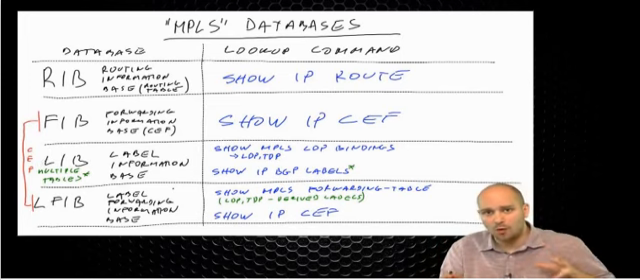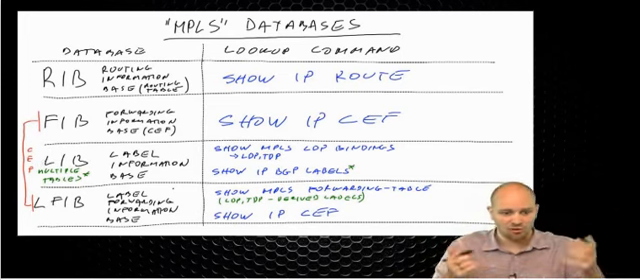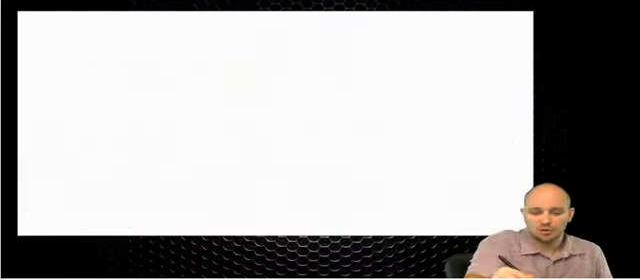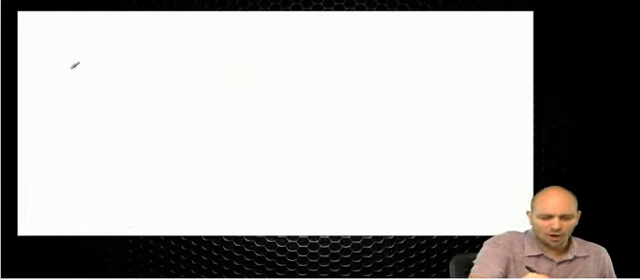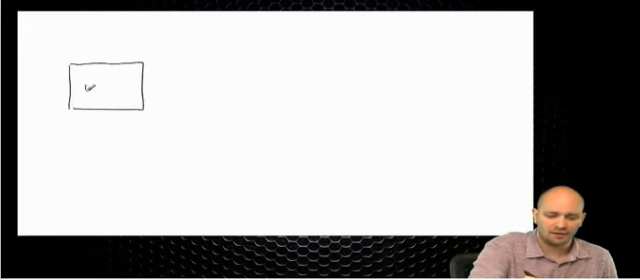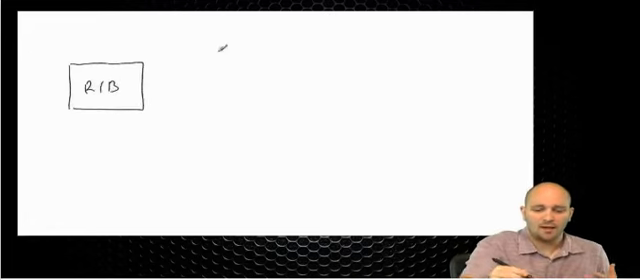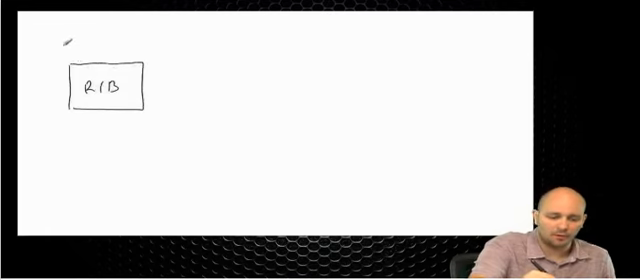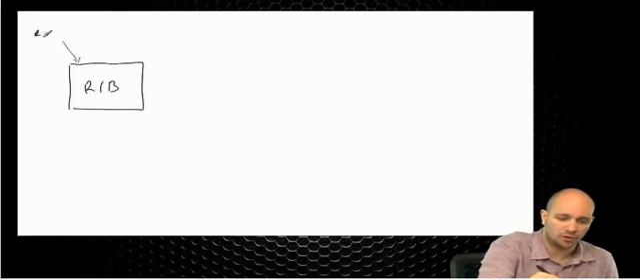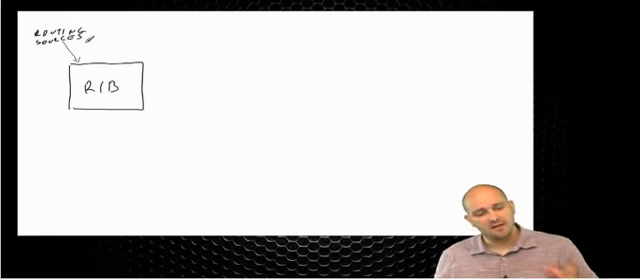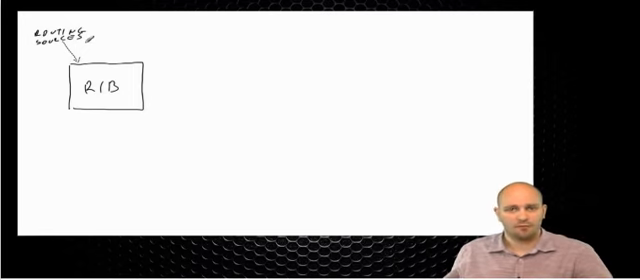So let's see how these different tables actually interact with each other. Let's say that on our router we have a routing table. So here we have the routing table. Now, a routing table is populated with the information from routing protocols. So different routing sources actually feed our routing information base.